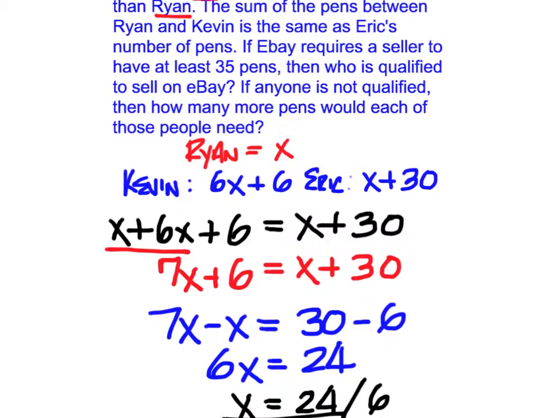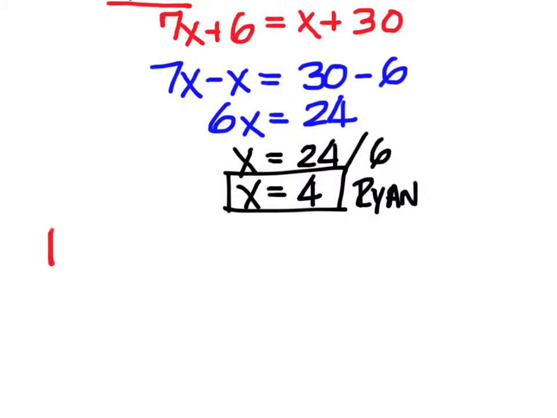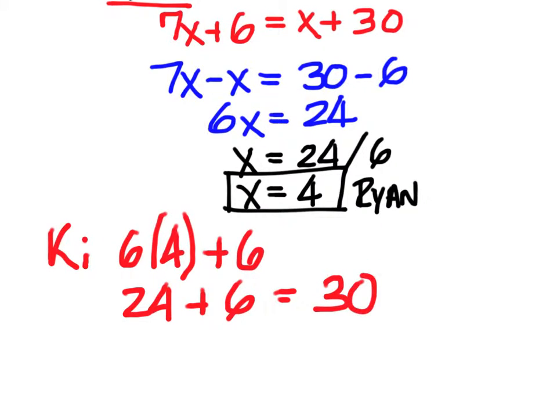And then we have to go back and look at Kevin. Kevin is 6x plus 6. So here's Kevin. 6x, x is 4, and then plus 6. That is 24 plus 6, which is 30. Is he qualified? How many more pens does he need? 5. So Kevin is not qualified, and he'll need 5 more pens.